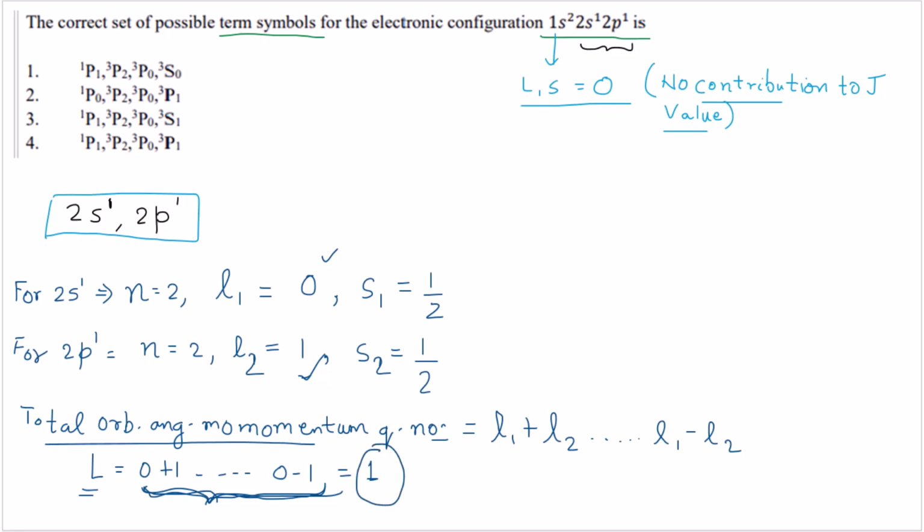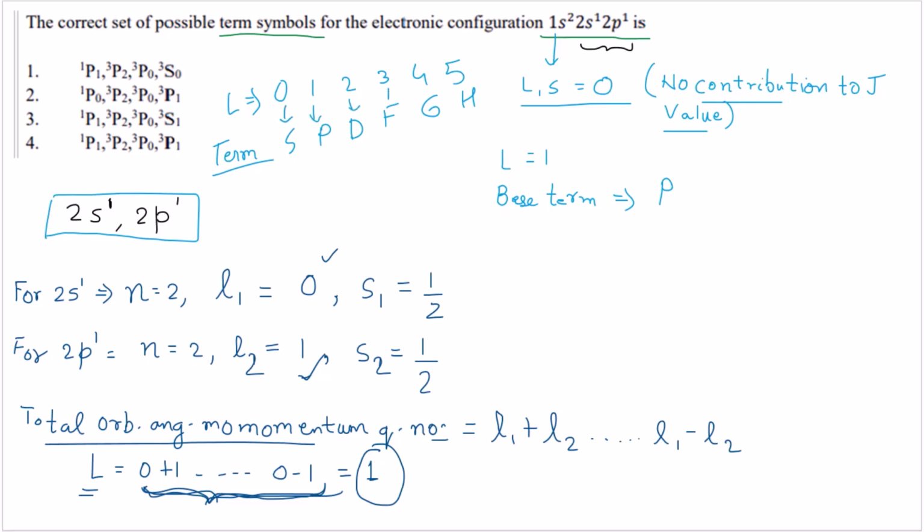Now from here we can very well identify our base terms. So we have L equal to 1, and we know for L equal to 1 the base term is P. If you remember, we have 0, 1, 2, 3, 4, 5 like that numbers which correspond to L, and the corresponding base term or term symbol is S, P, D, F, G, H and so on for the corresponding orbital angular momentum quantum numbers. So L equal to 1 belongs to the term symbol of P. So the base term becomes P.